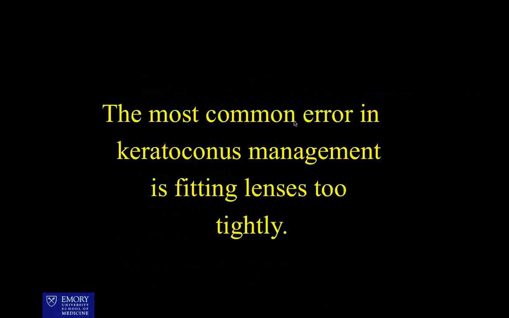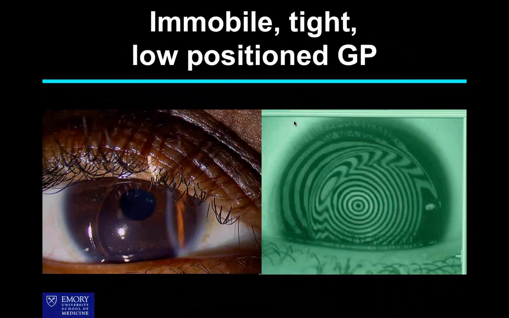The most common error, I see this all the time in corneal GP lens fitting, is making a lens too tight, trying to fit the apex of the cone. Again, the most common error in keratoconus management is fitting lenses too tightly. If you look at these slides, there is no contact lens on the eye here. This patient came in wearing a rigid gas perm, and you can see this is actually indentation on the cornea. There is no contact lens. The contact lens has been taken off of the eye.